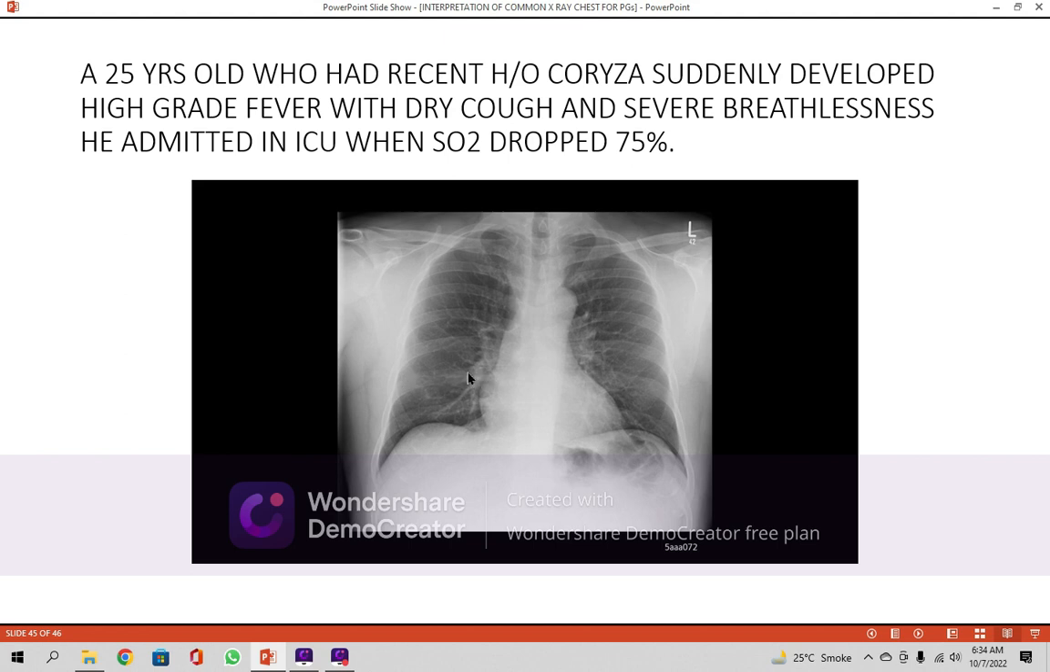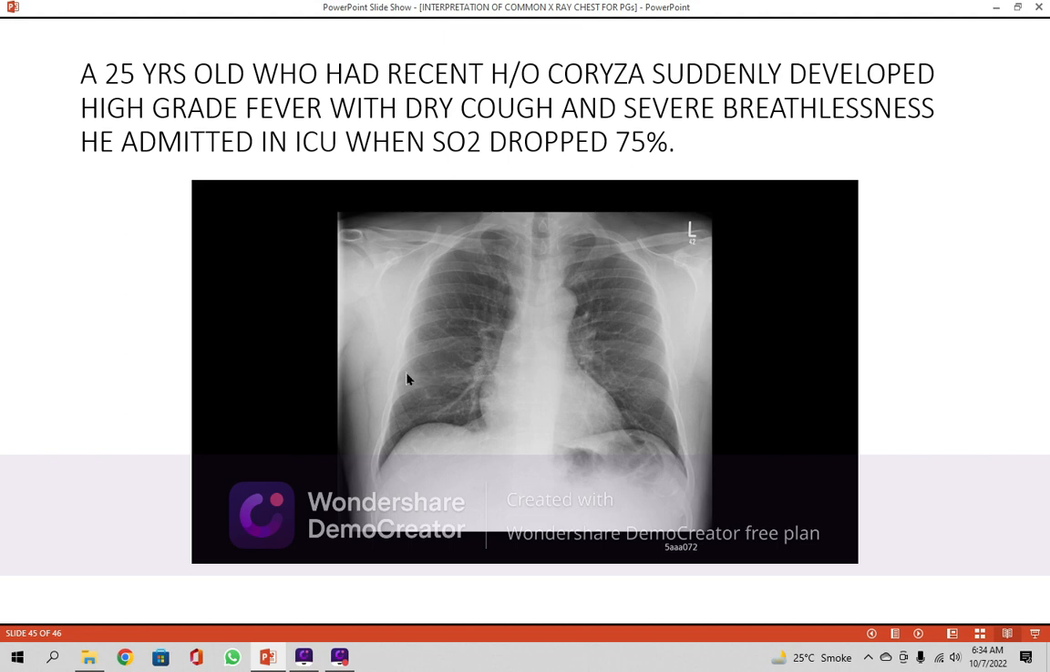CT will confirm it, although on the chest X-ray we can pick up the changes here and here. This is primary COVID-19 pneumonia. The differential diagnosis may include others, because some other organisms can cause this type of pneumonia, Klebsiella for example.